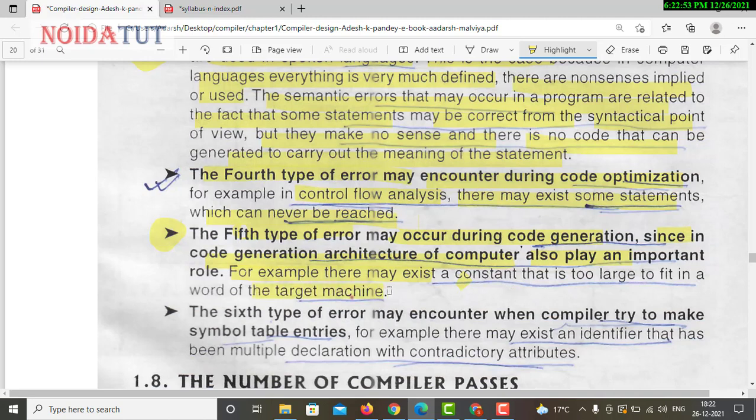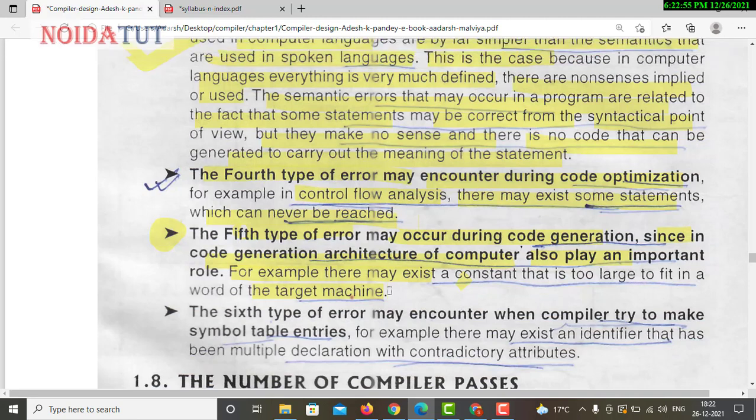This is the fifth type of error. That means it appears during code generation. And what happens? It applies to the architecture of the system. Suppose a variable or character is there which is going to use more and extra memory. In that case, such types of errors are identified.